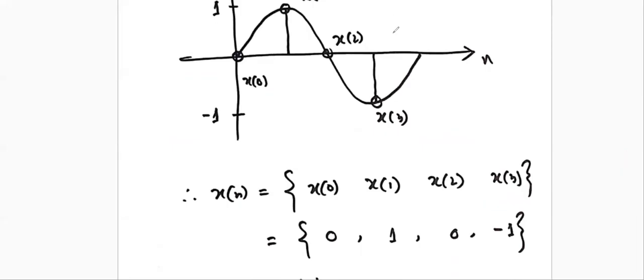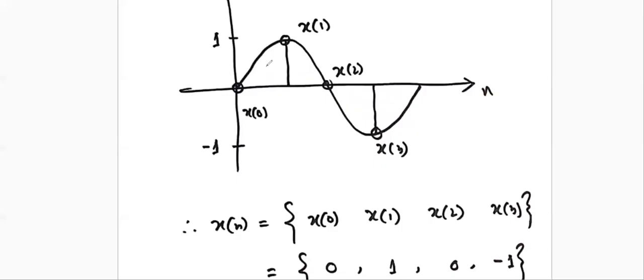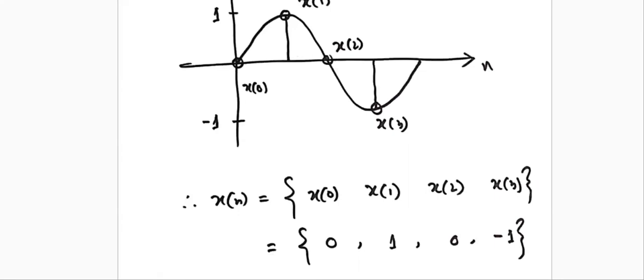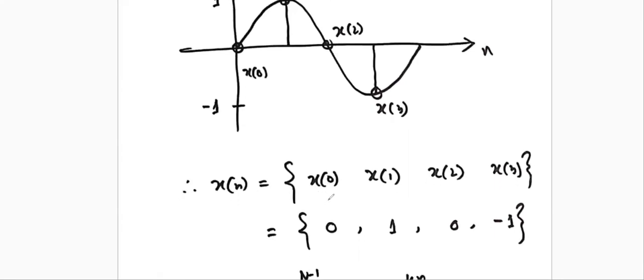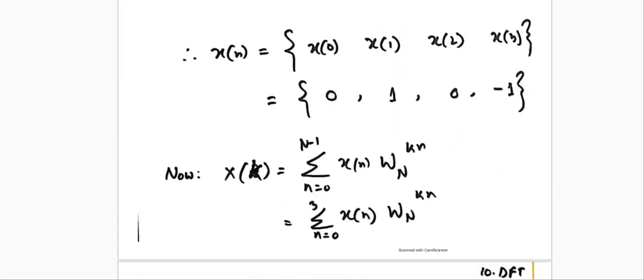By this expression, we already know that the maximum value is equal to 1, because whenever we write sine twice pi f over fs into n, what is the magnitude? The magnitude is equal to 1. So the highest magnitude is 1. So we know the magnitude of each and every point. So x0 is 0, x1 is 1, x2 is 0, and x3 is equal to -1. We have plotted it and we got the actual value.